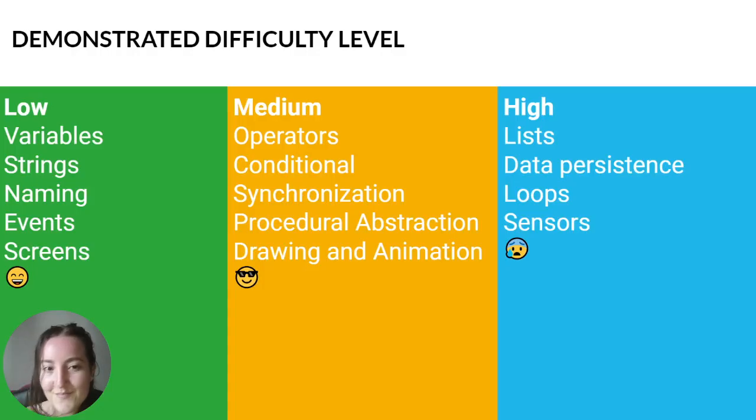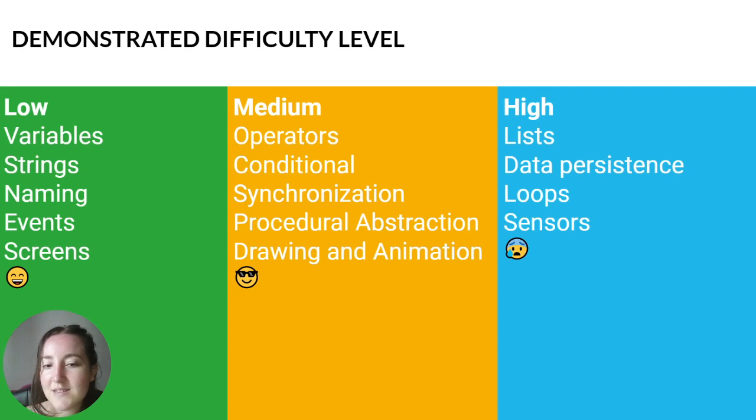Well, in general, these results can be summarized as 3 groups of demonstrated difficulty levels for algorithms and programming concepts in App Inventor projects. Variables, strings, naming, events, and screens are the easiest concepts when programming with App Inventor. As we saw in the ICCs, all the probability curves are dislocated to the left.